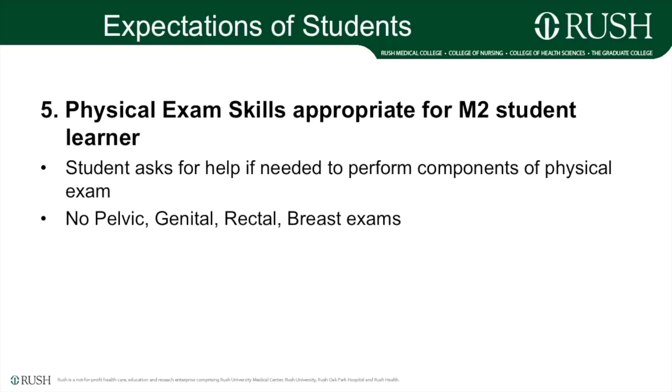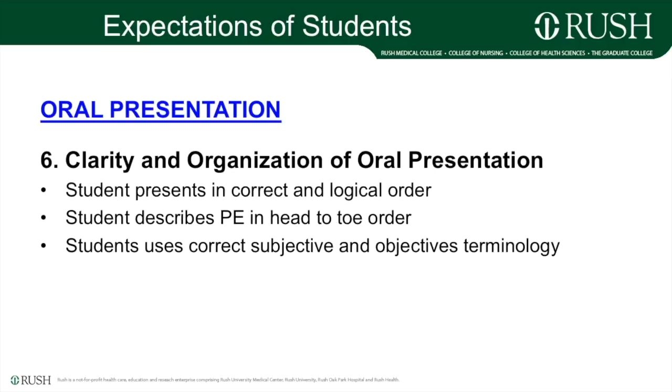Number 5, you should be able to perform the physical exam in a manner that's appropriate for a second-year medical student. If you need any help, please don't hesitate to ask your facilitator. Items 6 through 9 pertain to your oral presentation. Number 6 grades the clarity and organization of your oral presentation. So you should be using the correct and logical order. You should describe the physical exam in a head-to-toe order, and you should be correctly using subjective and objective terminology.